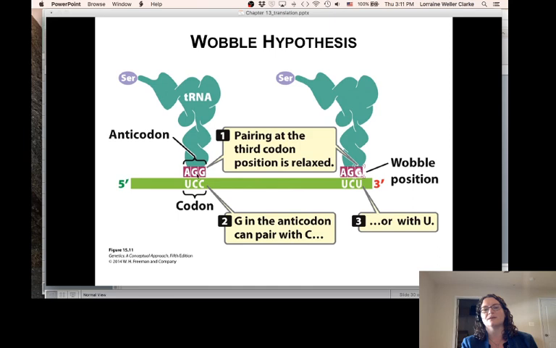So here we have this anticodon. The pairing at the third codon position is relaxed. The G in the anticodon can pair with C or with U. And that's normally not how they bond. I wanted to show this to you because this helps a little bit, because remember that the first 2 are generally the most important. So this allows for 1 tRNA to bond to either one of these positions, but the serine still gets there, and the serine is still coded for by UCC or UCU. That's why you have the wobble part.